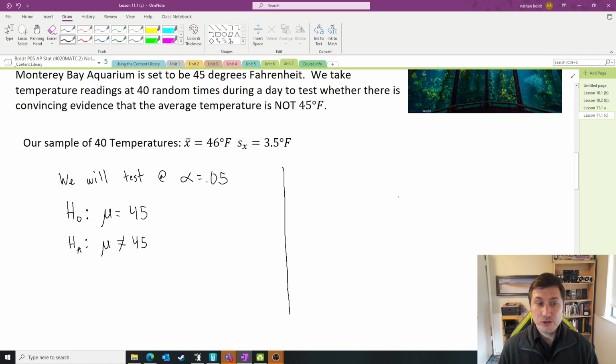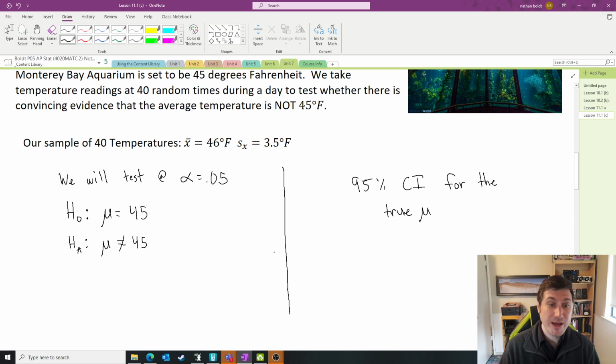On the other side, we're going to do a similar thing. We're going to do a 95% confidence interval for the true average. Where could the true average be based off our sample? So the mu's here are all the same. They're the true average temperature of the fish tank.